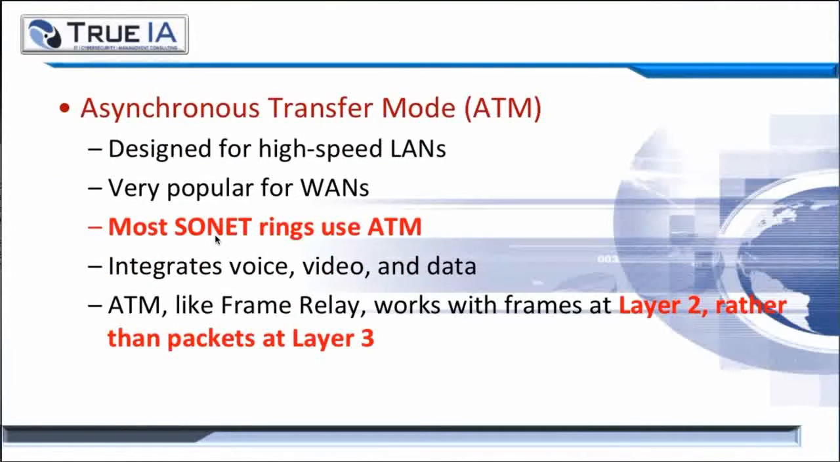ATM, or asynchronous transfer mode, is designated for high-speed LANs. It's an extremely popular packet switching technology with WANs. Most SONET rings, as a matter of fact, are ATMs. And ATM, much like frame relay, works with frames at layer 2 rather than packets at layer 3. We'll get into more of that later.